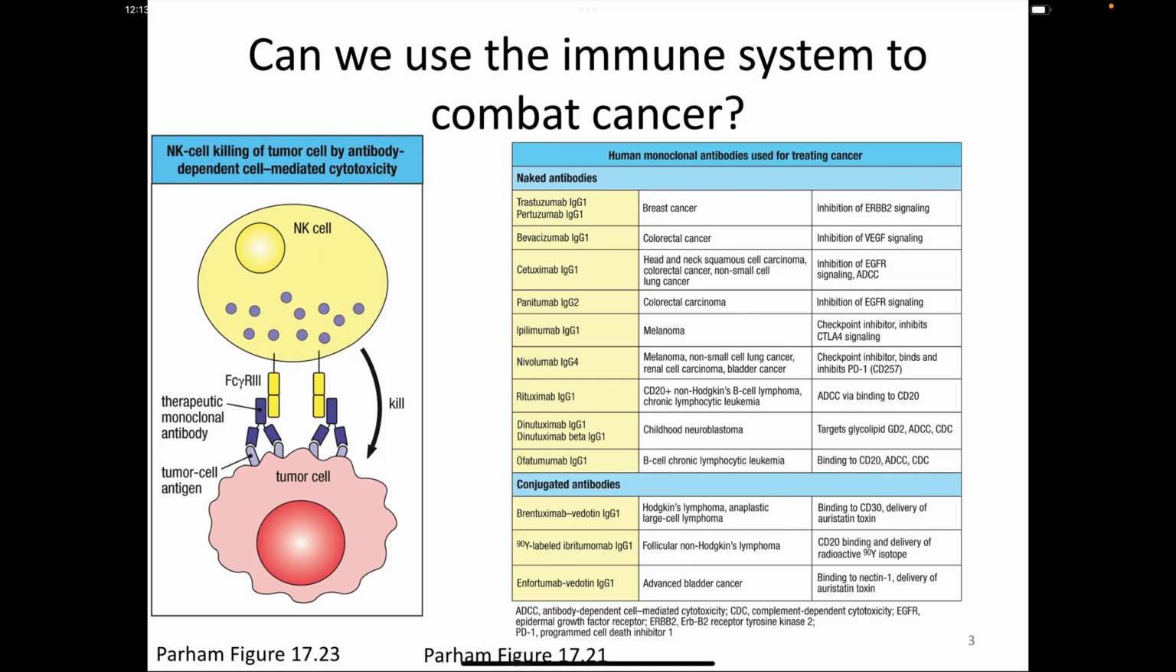Because T cells are pretty good at killing. Antibodies are just like a protein. A T cell actually is going to have more oomph behind it.